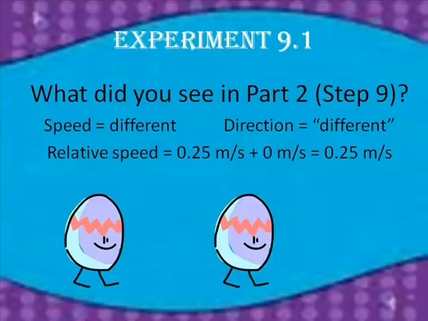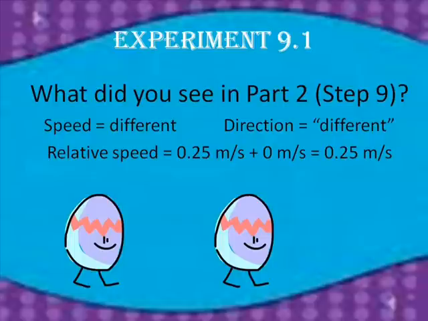So let's talk about what we saw in that second part of the experiment, where one is sitting at the bottom of the ramp and the other one comes down the ramp and hits it. In this case, their speed is different. One of them has the speed as it's going down the ramp, the other one has no speed at all because it's not moving. Their direction is kind of different as well. One isn't moving, so it has no direction, while the other one does. So what you need to report on your lab report is that the speed was different, the direction is different, and the damage this time, I don't know, maybe about a 3 on a scale of 0 to 10.